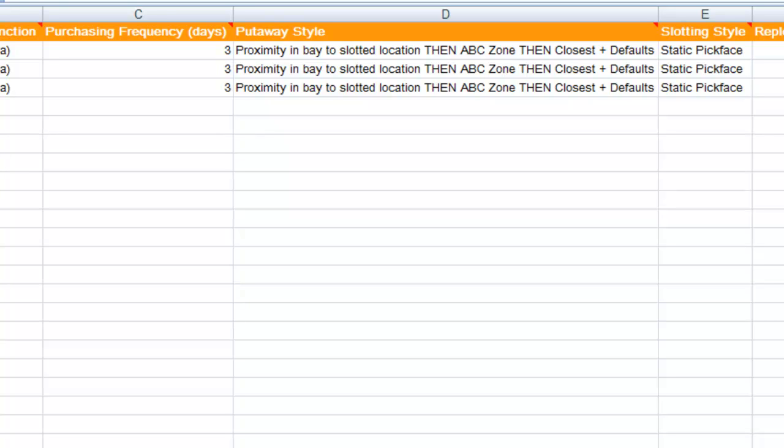Purchasing frequency determines how often, in clone run real time, the current inventory position of the SKUs in the node are evaluated and order quantities determined. Put away style controls how OC applies decision biases when determining a put away location. Slotting style controls whether and how SKUs are slotted in a facility.